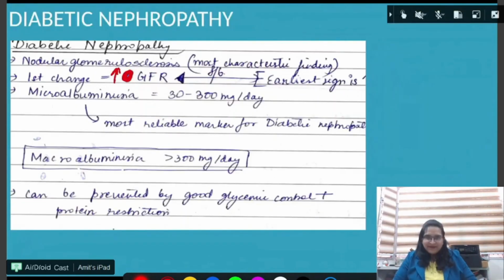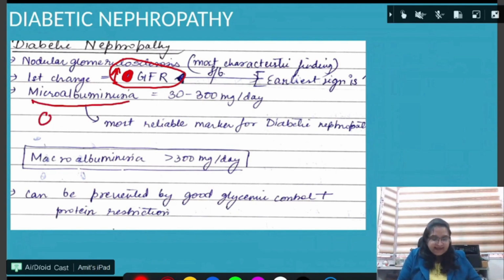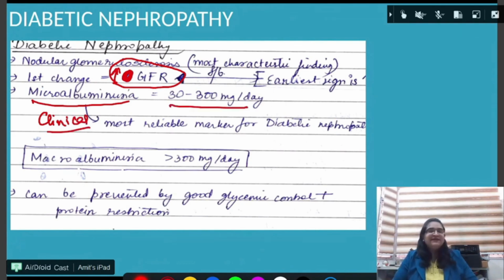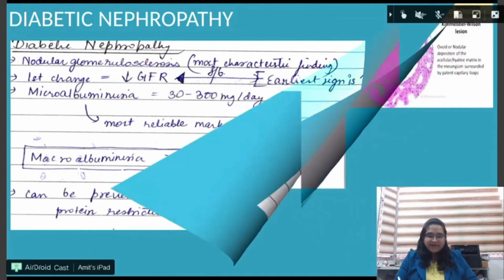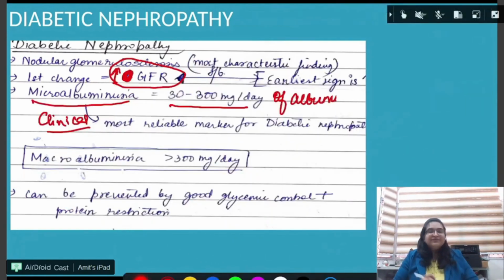Next is diabetic nephropathy. The first thing to occur is increased GFR. This is very important. This is the first sign to occur in diabetic nephropathy. First clinical sign is microalbuminuria, and this is the most reliable early marker for diabetic nephropathy. What is microalbuminuria? When you have 30 to 300 milligram per day of albumin in urine, right?